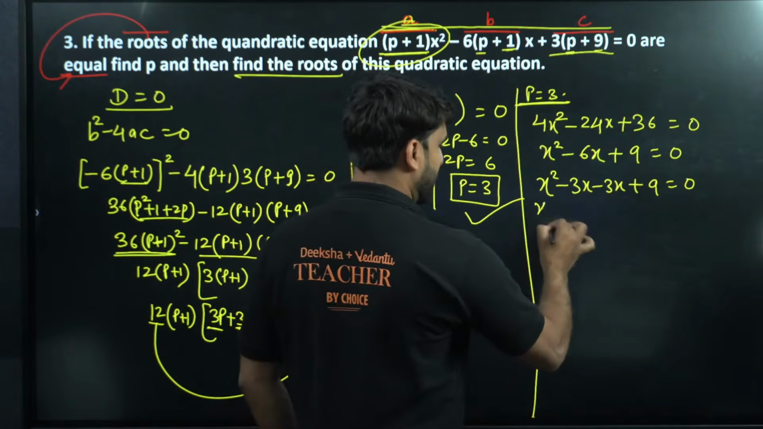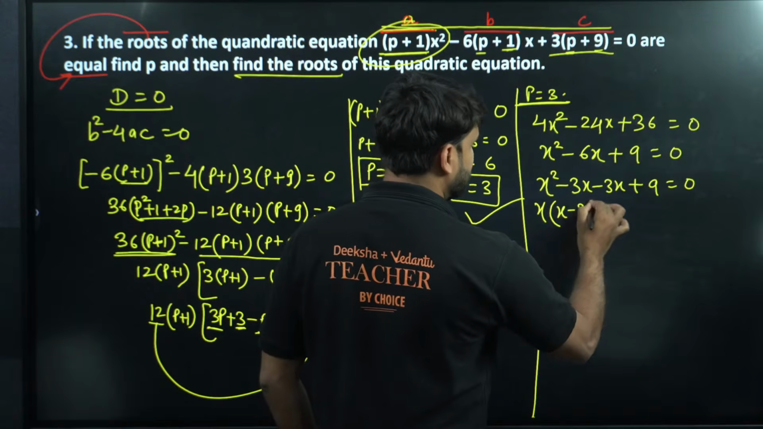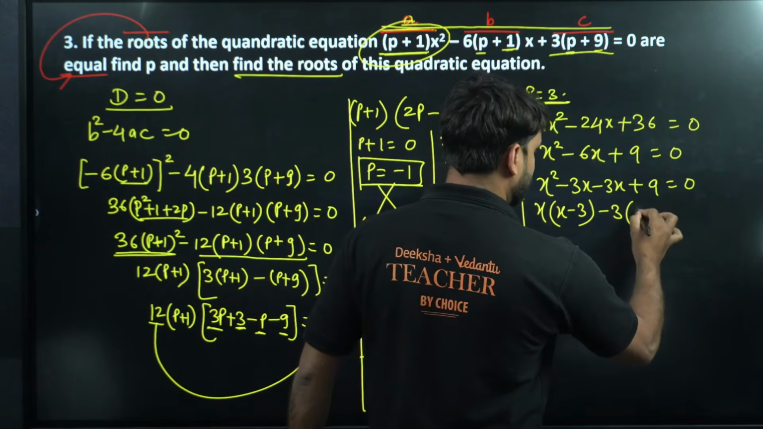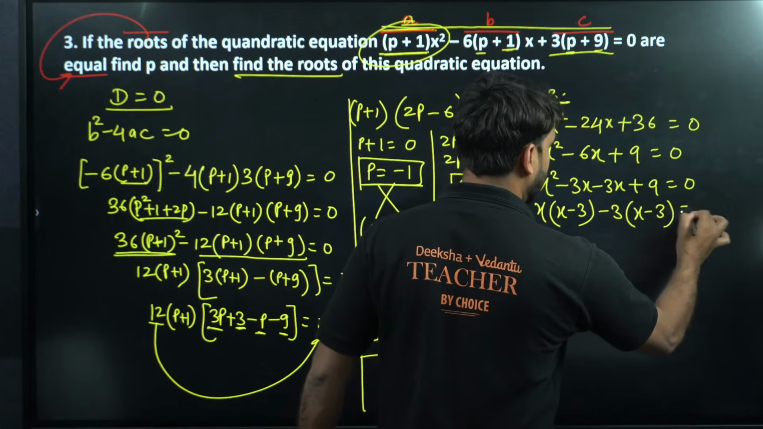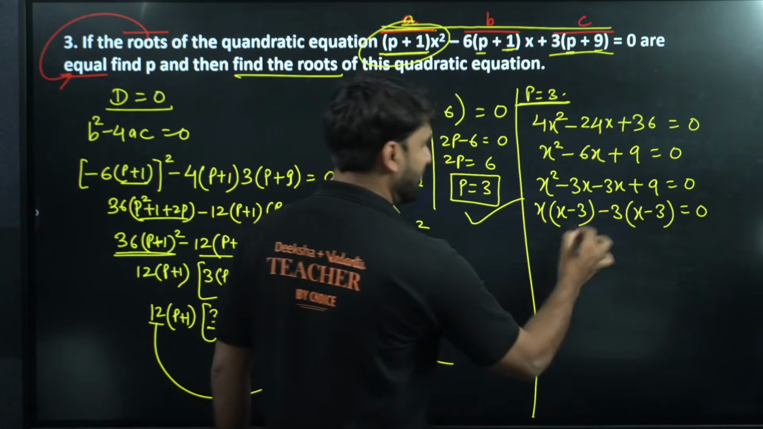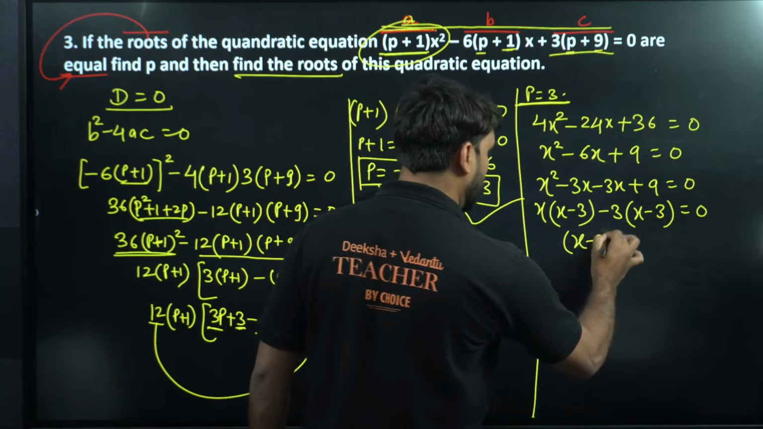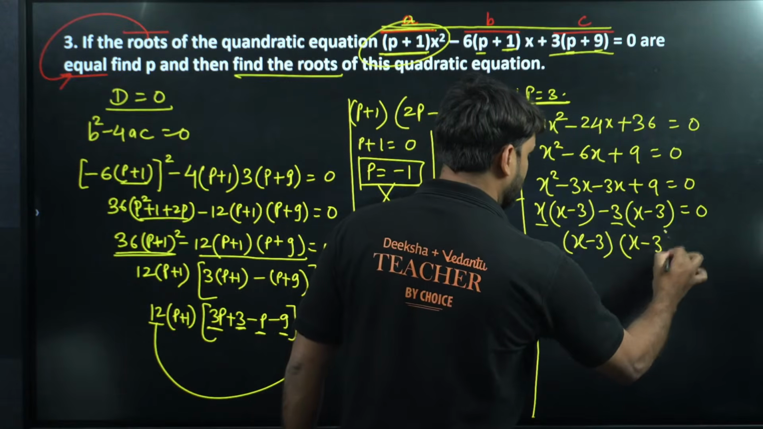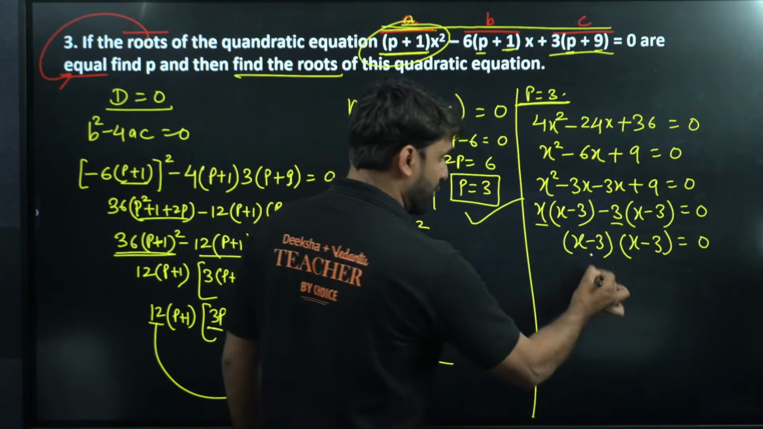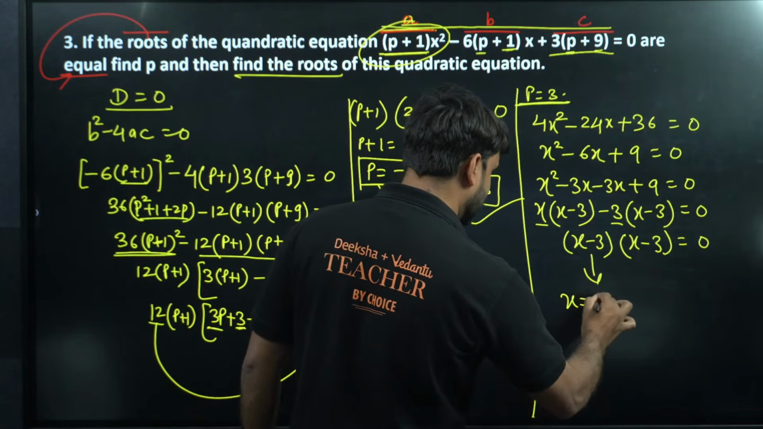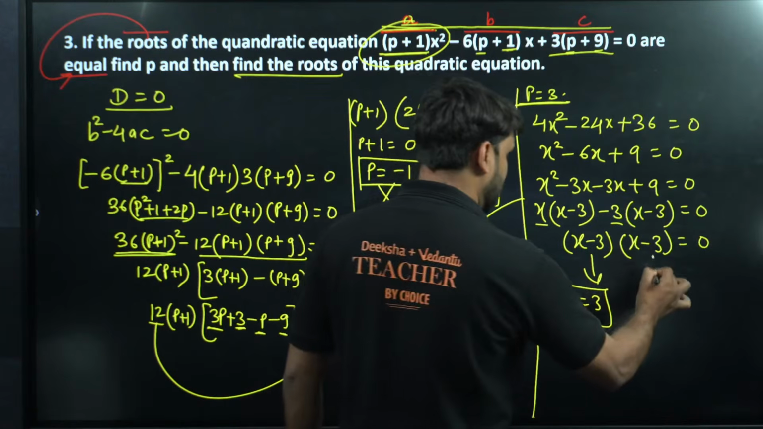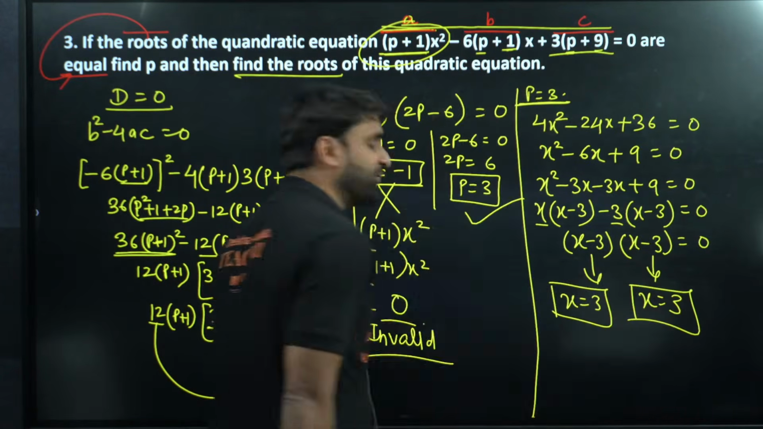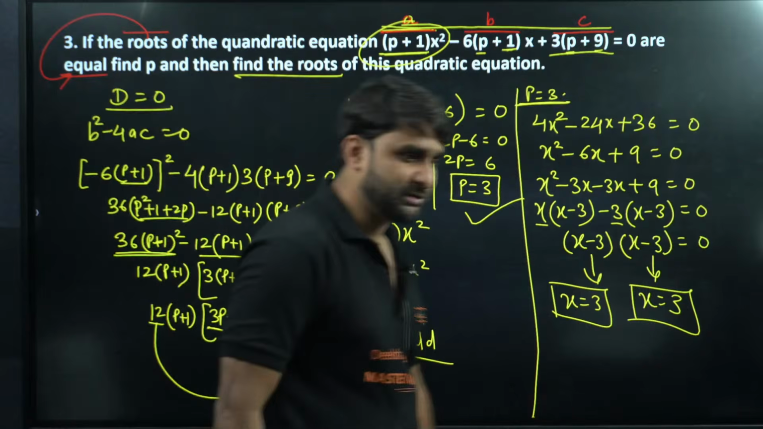And now we can take common x. So x minus 3 here, and again here we can take common 3. So this is x minus 3 is equal to 0. So both the brackets are identical, so we can pick any one, and they can be written in single bracket. So again x minus 3. So on writing this is equal to 0, x we are getting as 3, and on writing this equals to 0, x we are getting 3. So both the roots are 3, 3. So this is the solution.